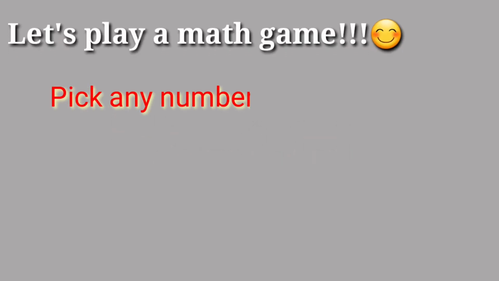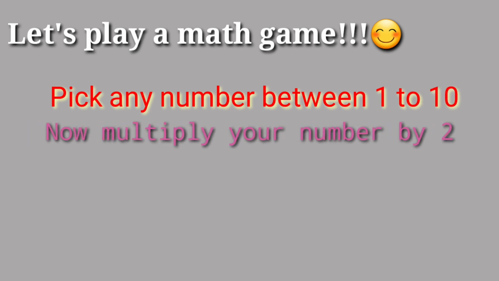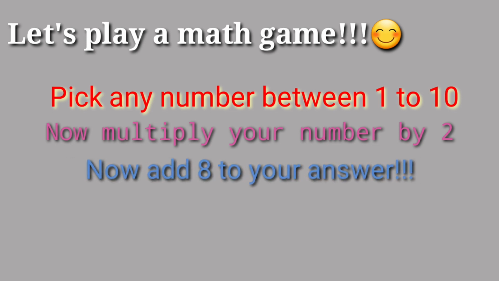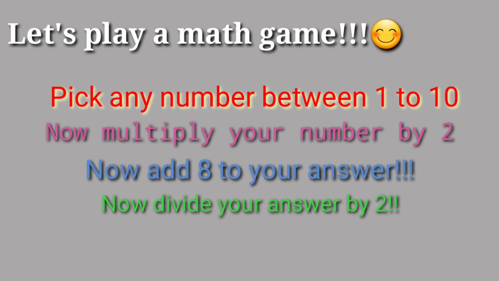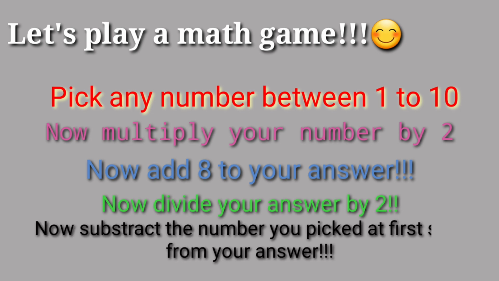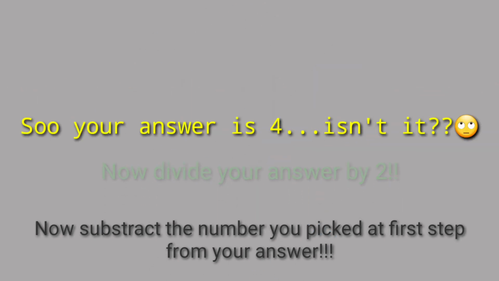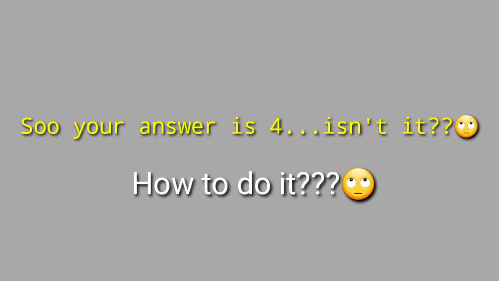Let's play a math game. Pick any number between 1 to 10. Multiply your number by 2. Now add 8 to your answer. Now divide your answer by 2. Now subtract the number you picked at first step from your answer. So your answer is 4, isn't it?